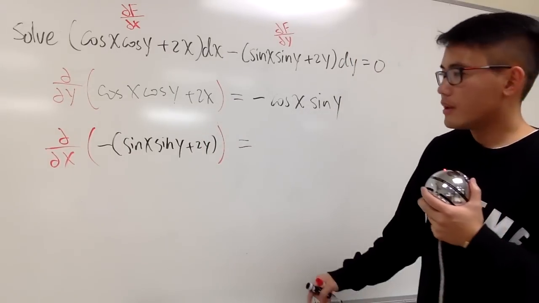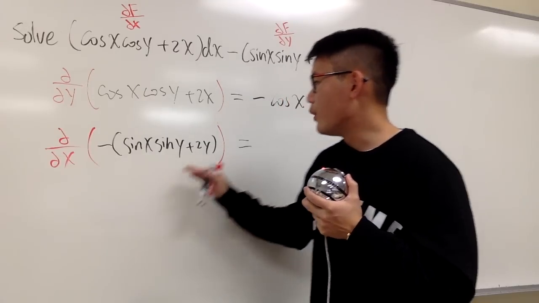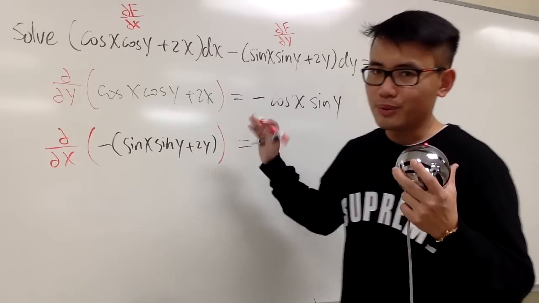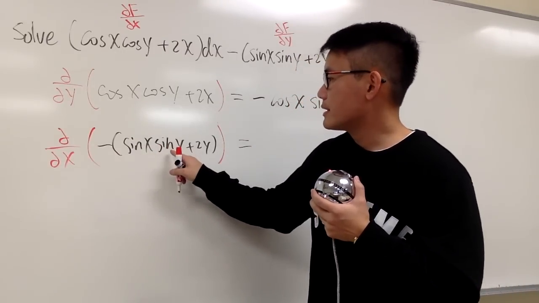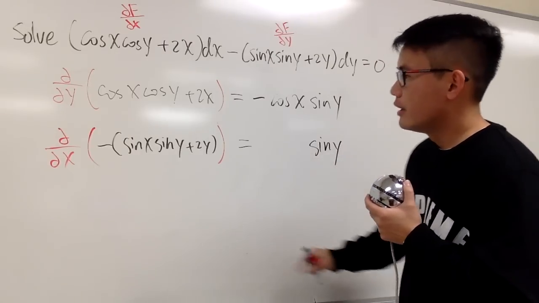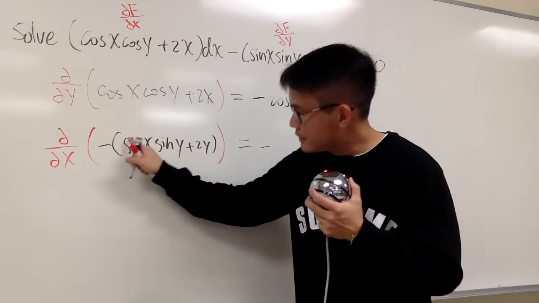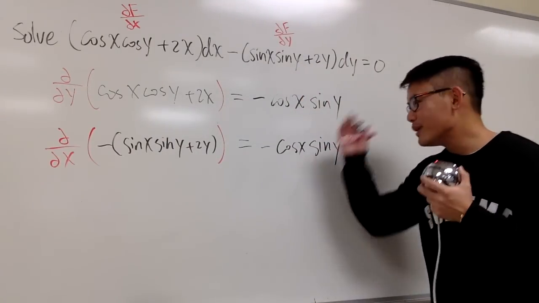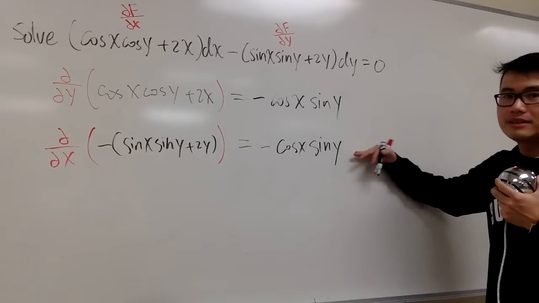Okay. We're talking about the partial with respect to x. So x is the variable and y is the constant. So you know the 2y right here is going to be 0. Anyways, this right here, let's write down the sine of y first, and let's also bring down the negative, because I know the derivative of sine x is positive cosine x. Anyways, do the derivatives, right? You see the mixed partials are the same. That means this is exact.